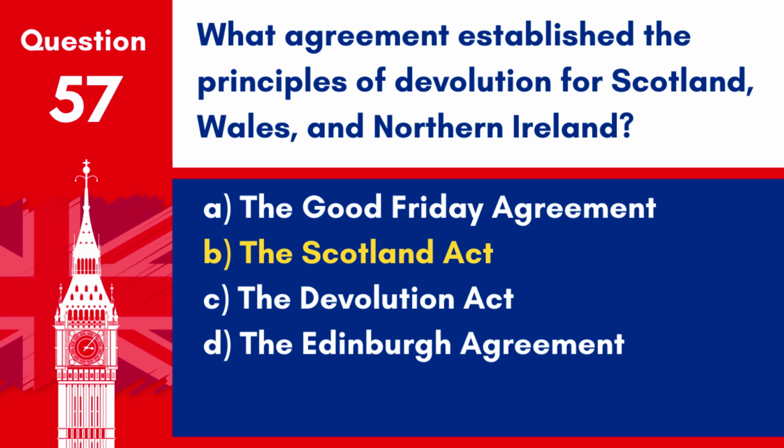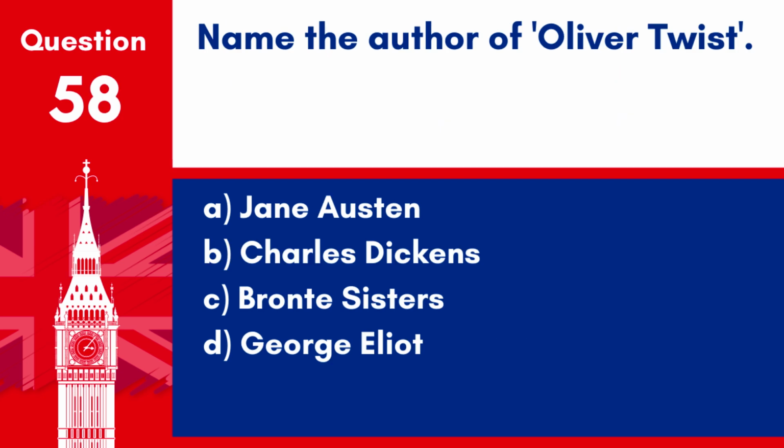The Scotland Act of 1998 was instrumental in establishing the framework for devolution in Scotland, allowing it to have its own parliament with powers to legislate on various issues. Question 58. Name the author of Oliver Twist. A. Jane Austen. B. Charles Dickens. C. Bronte Sisters. D. George Eliot.